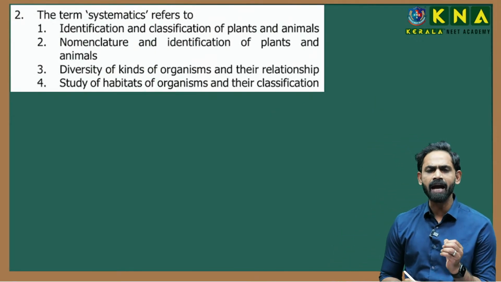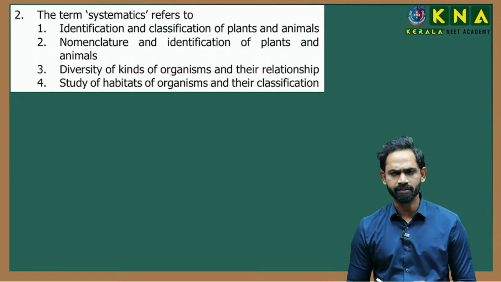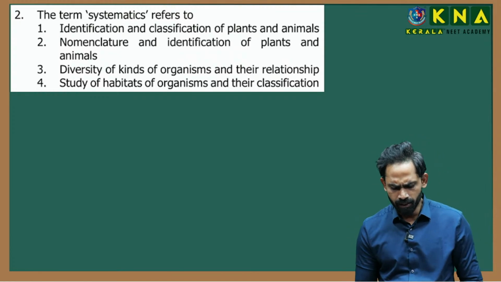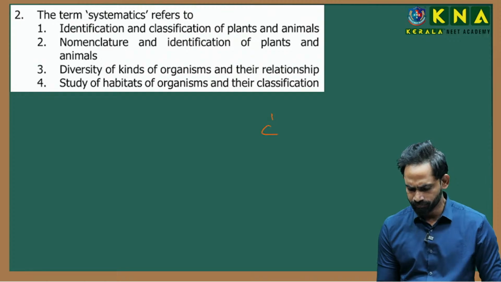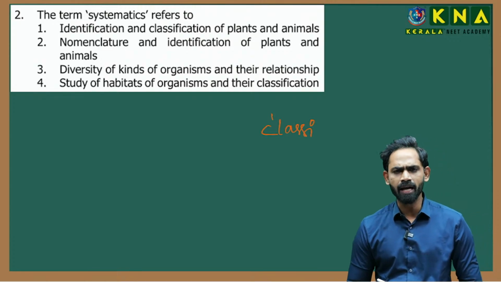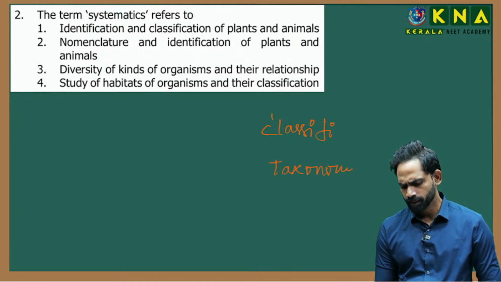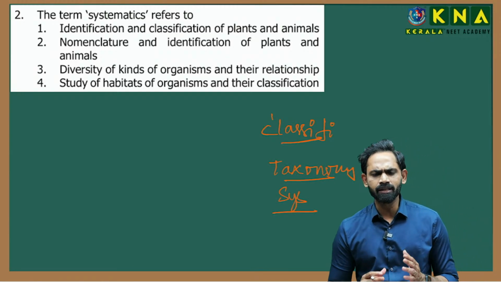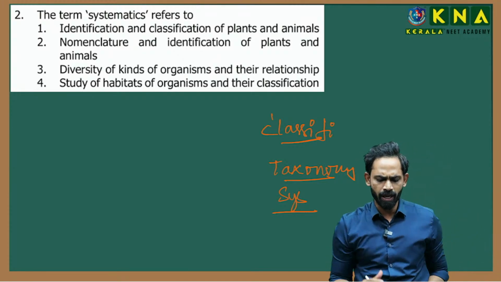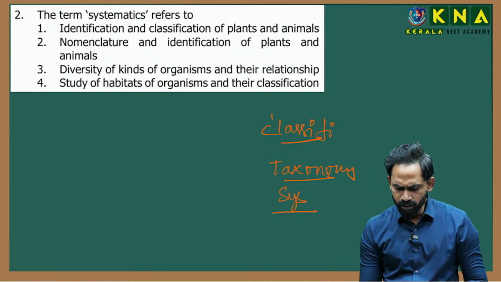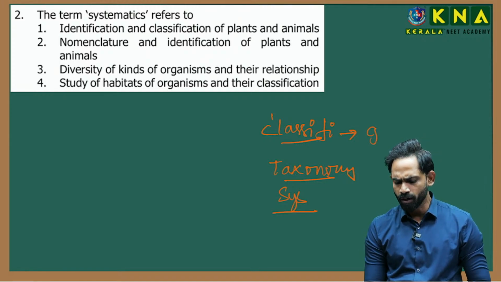The term systematics, this is also from the living world. Here there are 3 words which cause a small confusion. The first word is related to classification. Second one is taxonomy. The next one is systematics. These 3 are mostly used as interchangeable words. What is classification? What is taxonomy? What is systematics? First one is classification, grouping of anything.